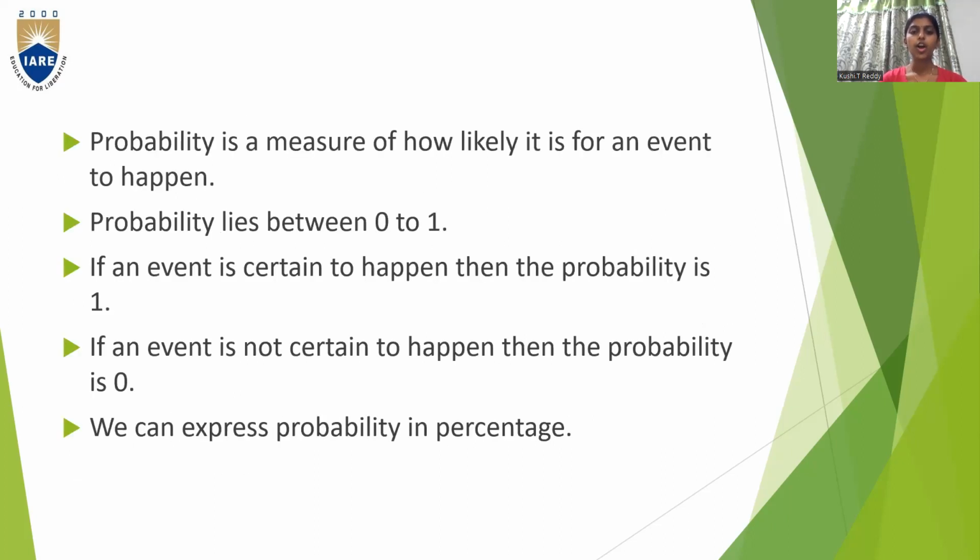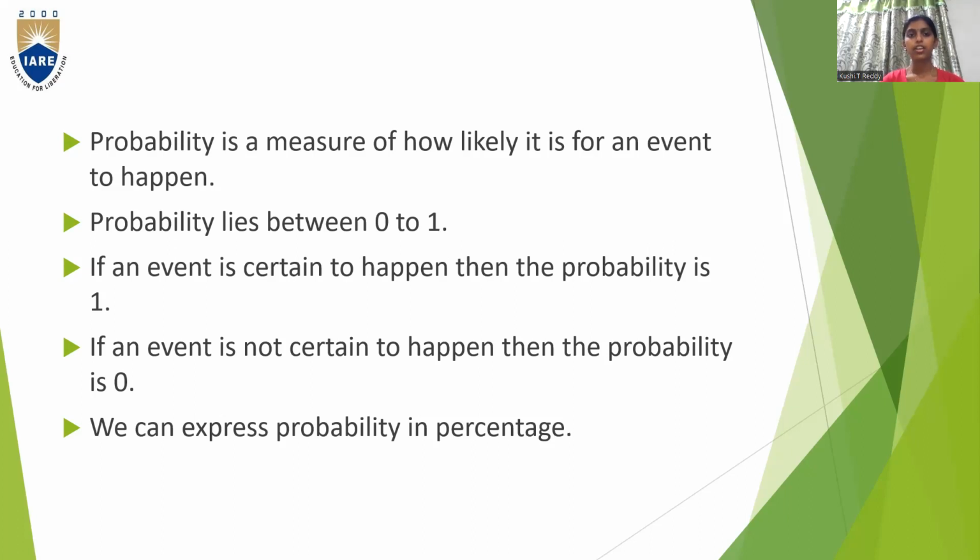Probability is a measure of how likely it is for an event to happen. Probability lies between 0 and 1. So if an event is certain to happen, then the probability is 1. And if an event is certain not to happen, then the probability is 0. And we can also express probability in percentage.